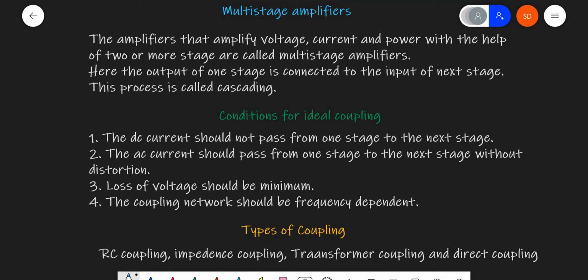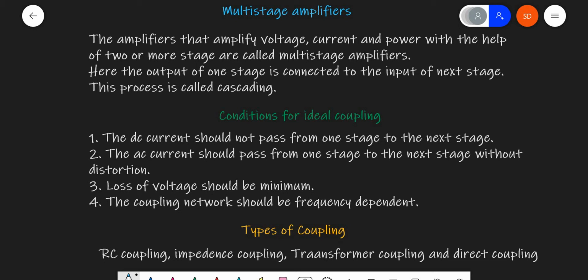Hello, in this video, I am going to discuss a new topic called multi-stage amplifiers. So, we know about the single stage amplifier where there is only one stage, and sometimes those single stage amplifiers are not sufficient to produce the required output. In that case, we use a multi-stage amplifier.